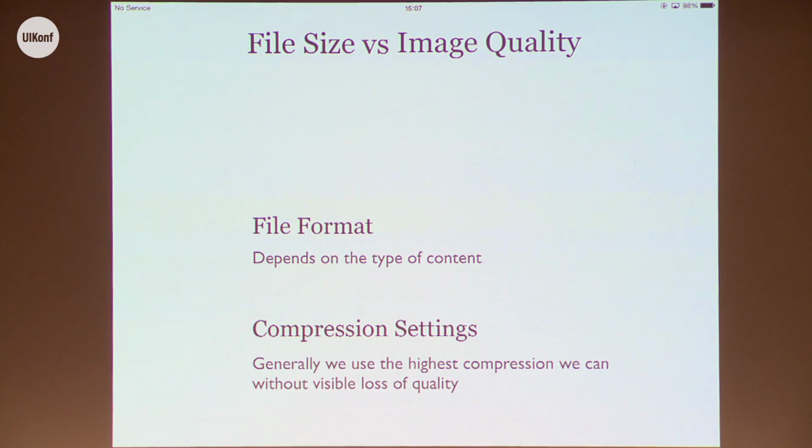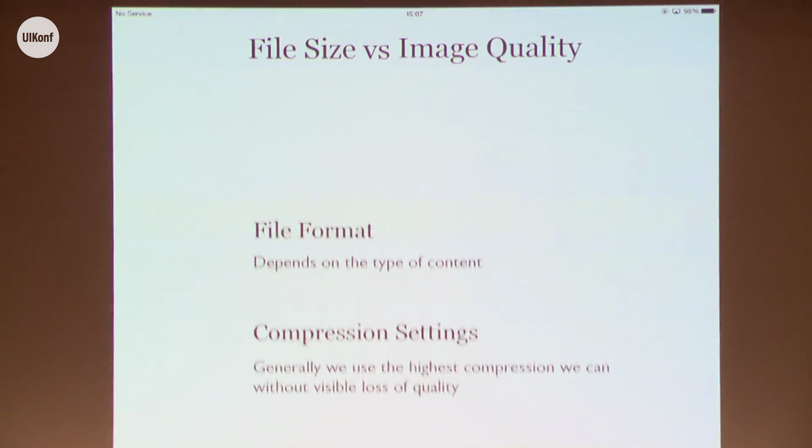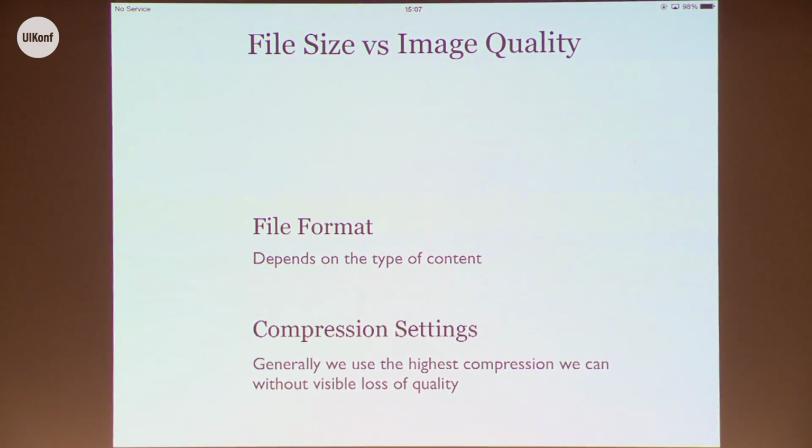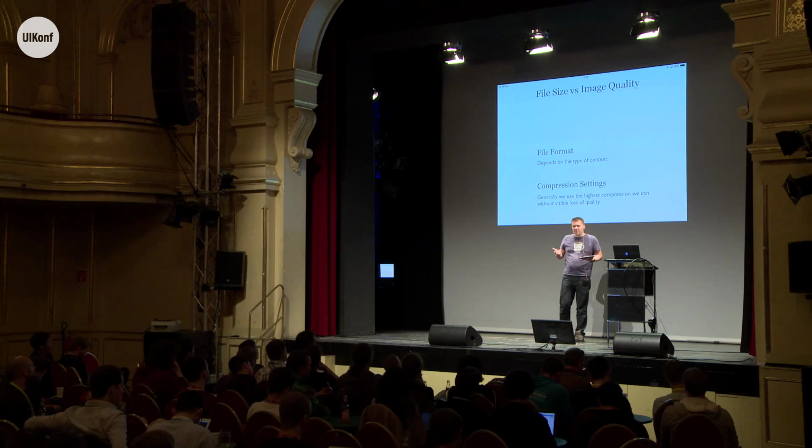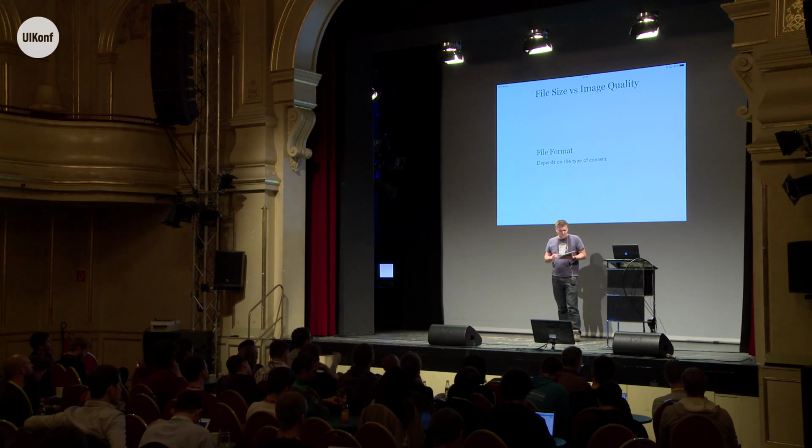Compression settings. Depending on which image format you're using, you may have settings that you can change that will affect the image quality or the file size. Again, generally, we're going to just try and produce the best looking images we can and then compress them as much as we can get away with. So there's not really a lot of discussion there. It's just going to be the highest compression you can get away with and still have a decent looking image. So that leaves file format.